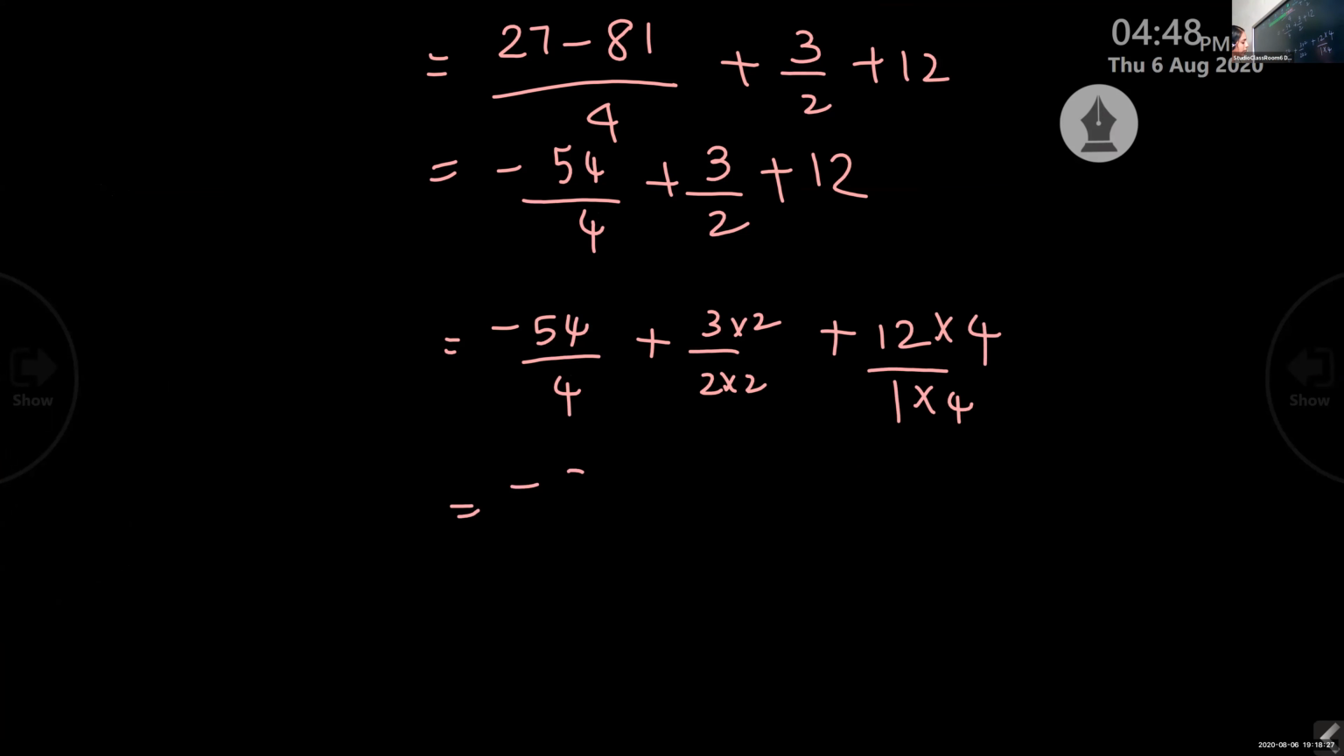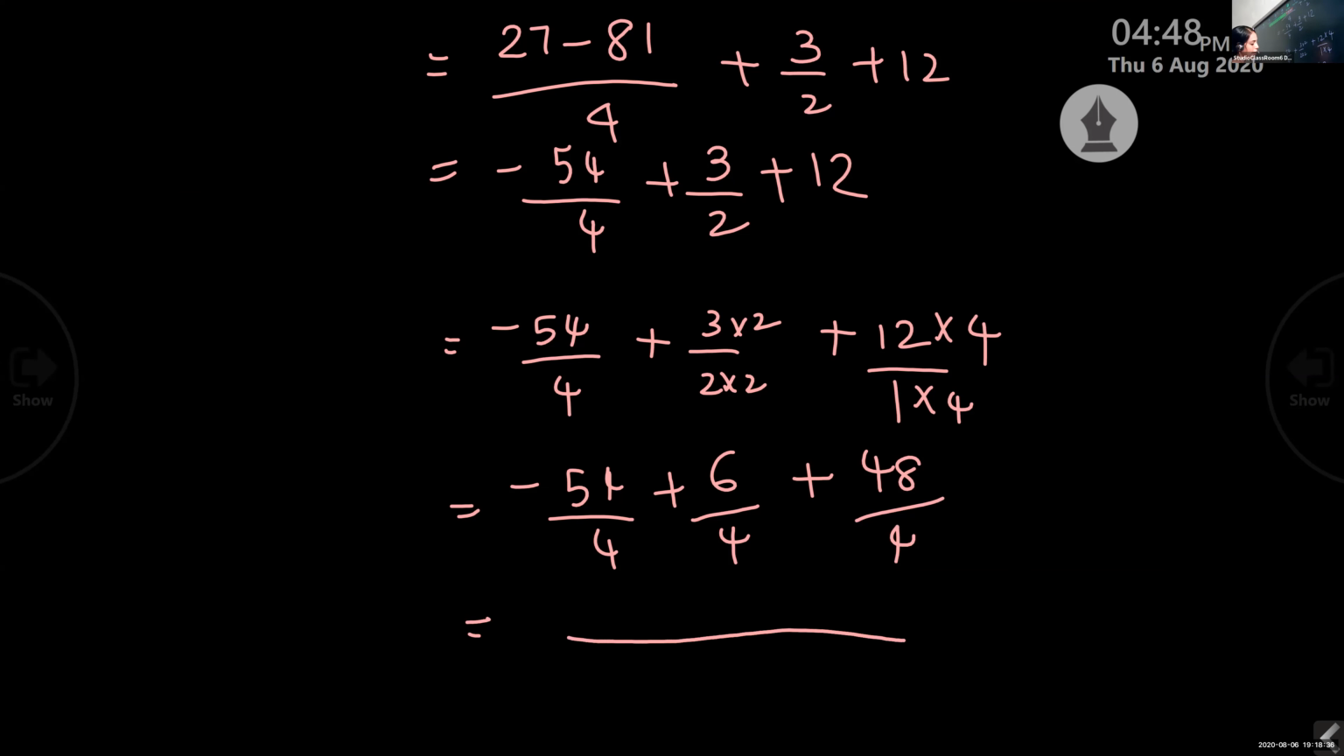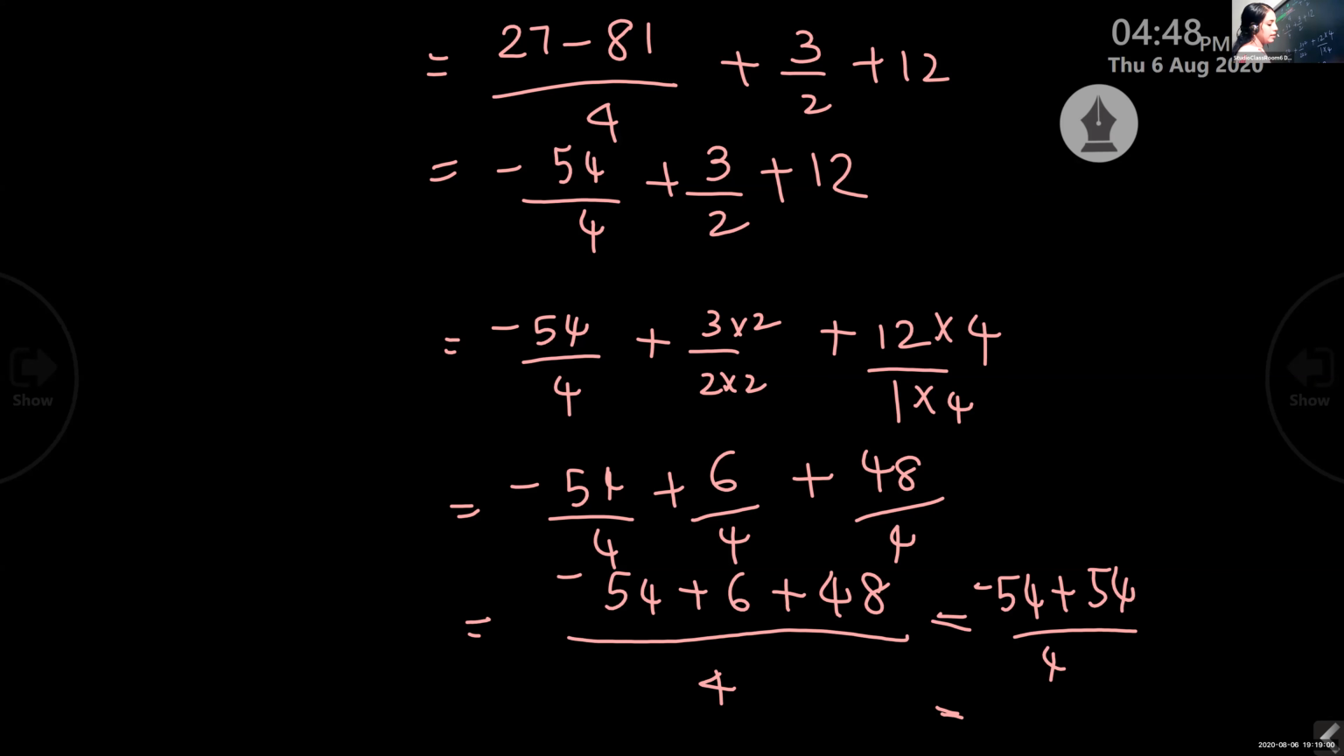Okay. So negative 54 by 4 plus 6 by 4 plus 48 by 4, all together divided by 4. Negative 54 plus 6 plus 48. Can you tell the answer of this? What is the answer? 0. Negative 54 plus 54 by 4, and the answer is 0.